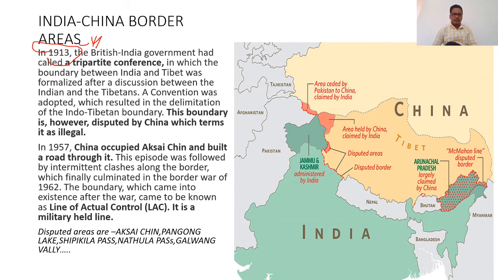Then in 1957, they occupied Aksai Chin and built a road through it. We are talking about the western sector. This is also a problem. You can see this is the Aksai Chin area, claimed or captured by China. Since then it has been so. Then the 1962 war happened. Everybody knows this fact. Aksai Chin, Pangong Lake, Shipki La Pass, Nathu La Pass, Galwan Valley: these are the disputed regions with China.